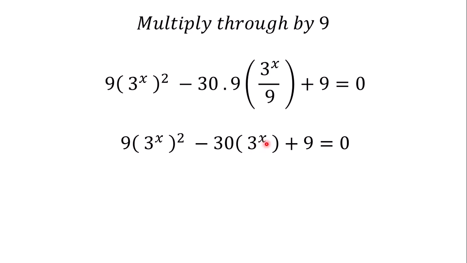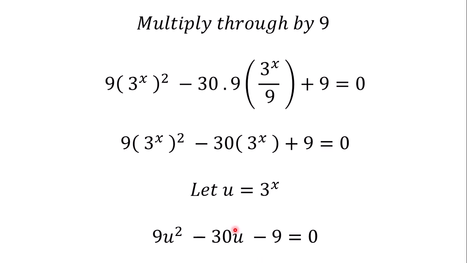So you're going to let u be equal to 3 raised to the power x. If you don't do that substitution, you find it difficult finding the value of x. So you're going to let u be equal to 3 raised to the power x. Now let's replace this 3 raised to the power x with this word u. Alright, now u squared minus 30u minus 9 is equal to 0. This one is a quadratic equation.